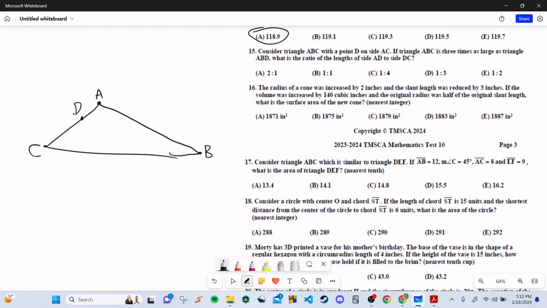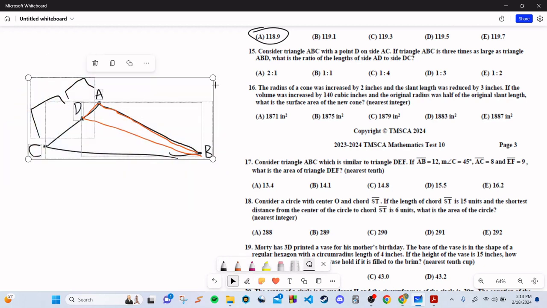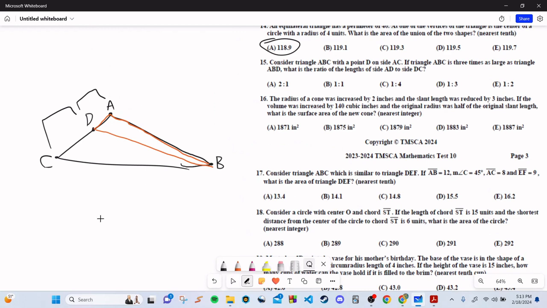So if triangle ABC is 3 times as large as triangle ABD, okay, so what I'll do here is in orange, this is going to be triangle ABD, and ABC is the whole triangle. We're saying the whole triangle is 3 times as big as ABD. So if that's the case, then what's the ratio of the lengths of AD to DC? This is a nice question. Let me actually drag this. I'm going to rotate it. Can I rotate it? Doesn't look like I can. But, okay. So let me just kind of redraw this a little bit.